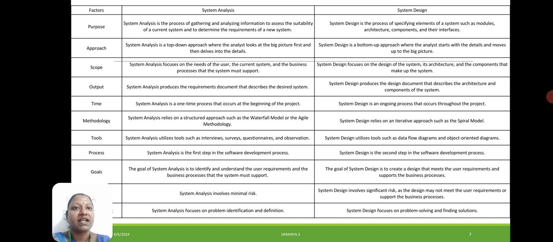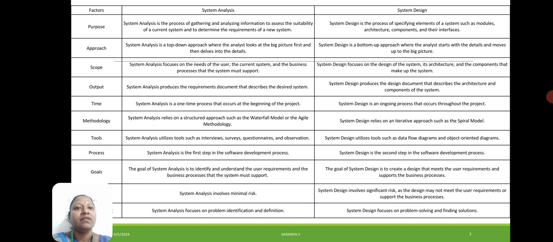Next, focus. System analysis focuses on the needs of the user, the current system and the business processes that the system must support. System design focuses on the design of the system, its architecture and the components that make up the system. Next is output. System analysis produces the requirements document that describes the desired system. System design produces the design document that describes the architecture and components of the system.